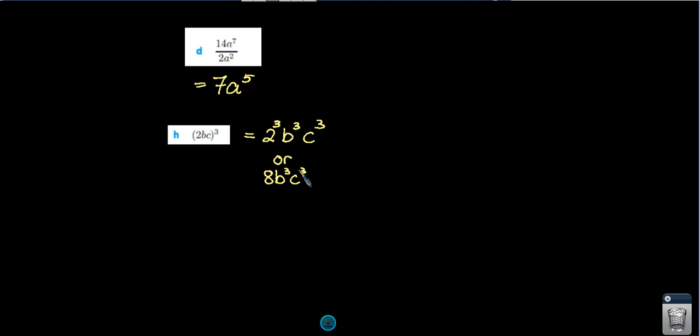I repeat, I do not want to see 2 cubed times b cubed times c cubed. People will look at you and go, why? Why are you putting that times there when we know the simplified version is this? Okay? So try not to put that times in there. It looks a bit dorky.